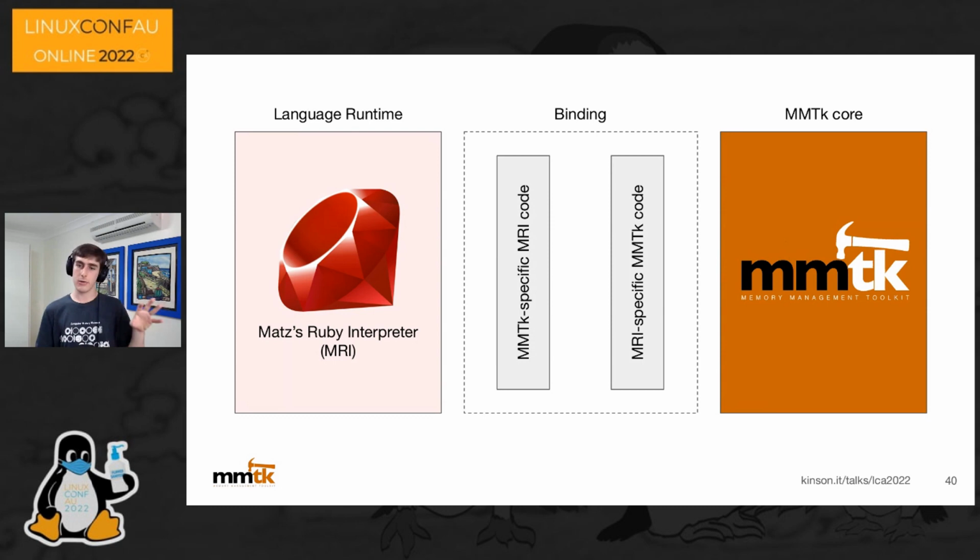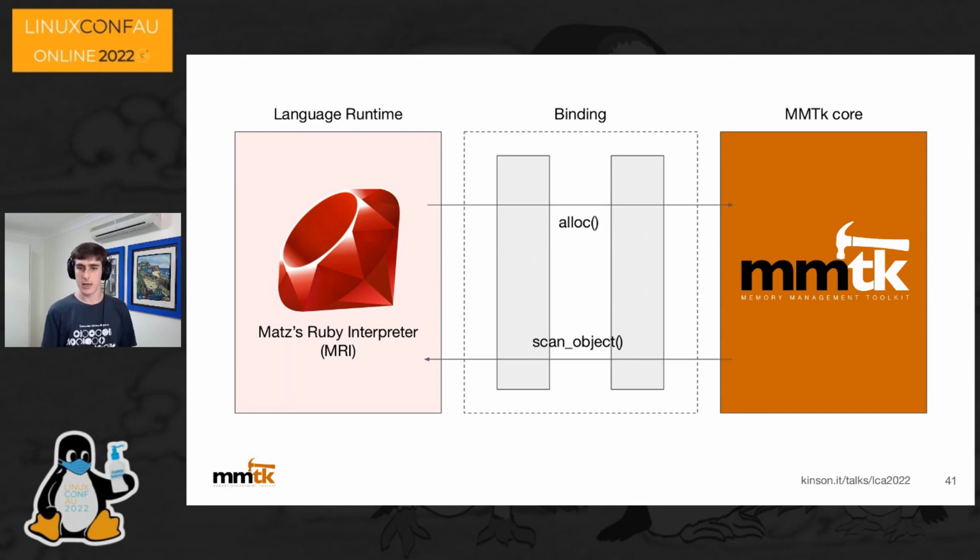The idea is that the language runtime and MMTk should remain completely agnostic of the garbage collection algorithm being used and the language that those garbage collection algorithms are running on. And then the binding contains all the details that hook these things together. So whilst it may be possible to perform a generic allocation call from MRI straight through to MMTk, these bindings allow us to do smarter things.